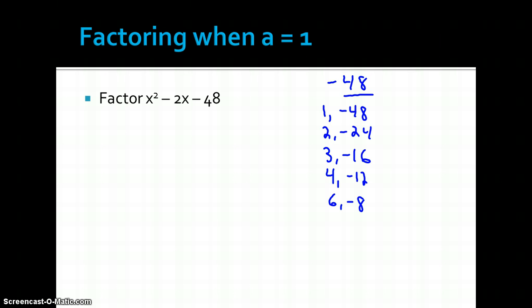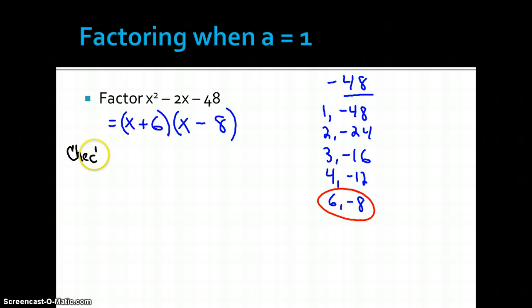Now if I look at those, because I can always just take the opposite and make the 1, 2, 3, 4, and 6 negative, and the 48, 24, 16, 12, and 8 positive. So we want to look at those. Do any of those combine to give us negative 2? And the answer is yes. 6 and negative 8, when you add those together, we get negative 2. So when we factor this, we have x plus 6 times x minus 8.